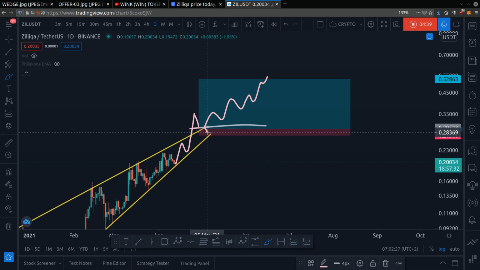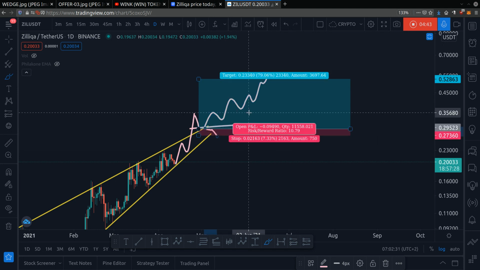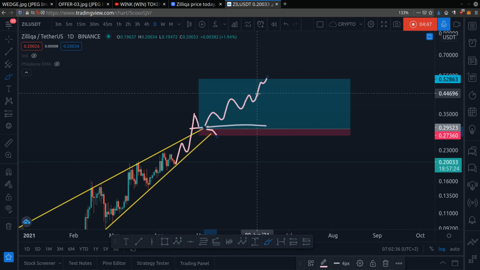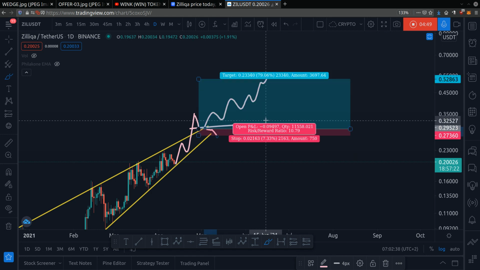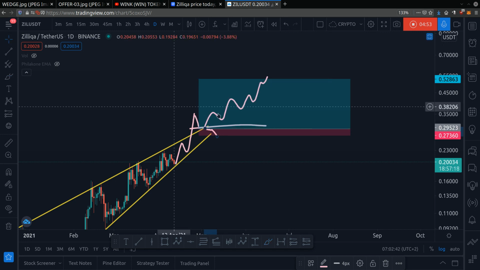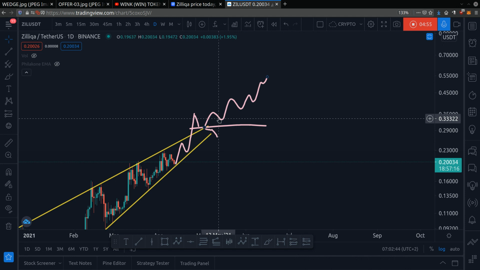However, if the price breaks down and hits your stop loss, then you'll be out of the trade, and then you will lose 7%. You see, you have the potential to gain 79% but lose 7%. This is how you trade with a mathematical edge, and this is how you gain money over the long run. You have to plan your trade.